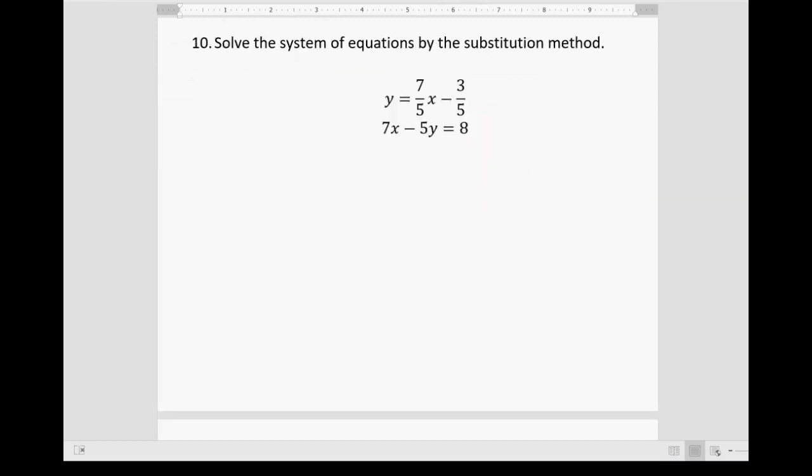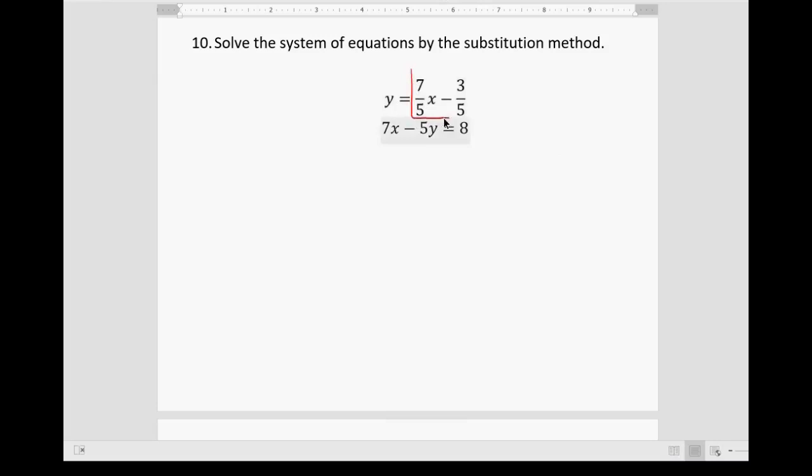All right. Number 10, solve the system of equations by the substitution method. To solve using substitution, we want to take one of our equations, set it equal to a variable, and then take that entire expression and plug it into the other equation's variable. Sometimes it's already set equal to a variable, and this method is easier for us, which in this case, we do have. We already have an equation set equal to a variable.